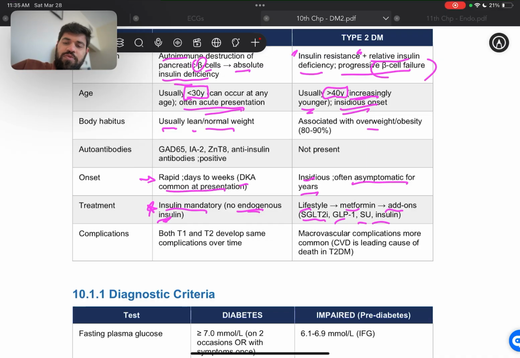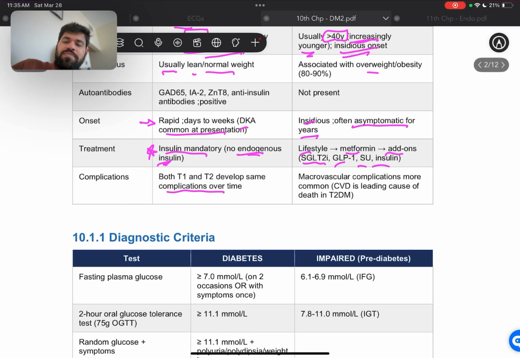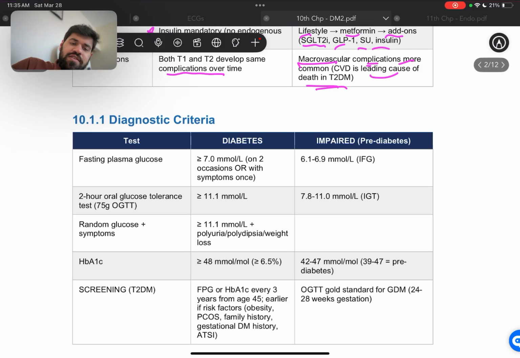Then both type 1 and type 2 have this overlap where their complications are the same over time, such as macrovascular complications, which are more common in type 2, and CVD is the leading cause of death in type 2 diabetes mellitus. Then the diagnostic criteria for diabetes: firstly, we test for fasting plasma glucose.